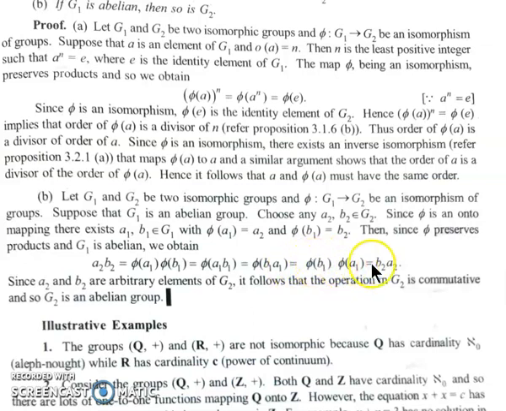Here phi of B1 is B2 and phi of A1 is A2. So we started with A2 B2 equal to, and we got A2 B2 equal to B2 A2, which implies G2 is an abelian group.